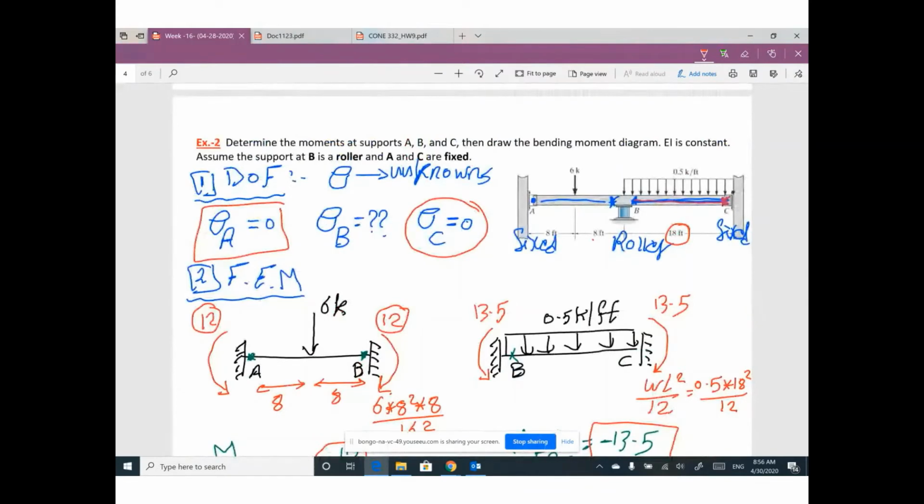Do you think we still have any members or any side? We have 2 members. Each member has 2 sides. So we have 4 equations: MAB, MBA, MBC, and MCB.